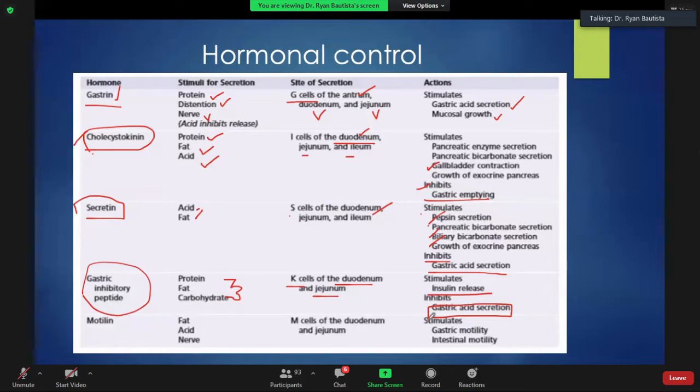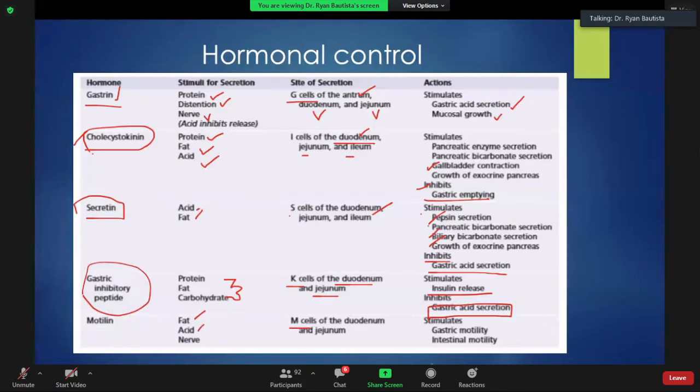Did everybody get that? That's why diabetic patients, as you can see, always have something sweet to eat, because they want to stimulate their gastric inhibitory peptide. That is also the one helping your pancreas secrete insulin. Lastly, your motility. Your motility is stimulated by fat in the diet, acid, and nerve endings.